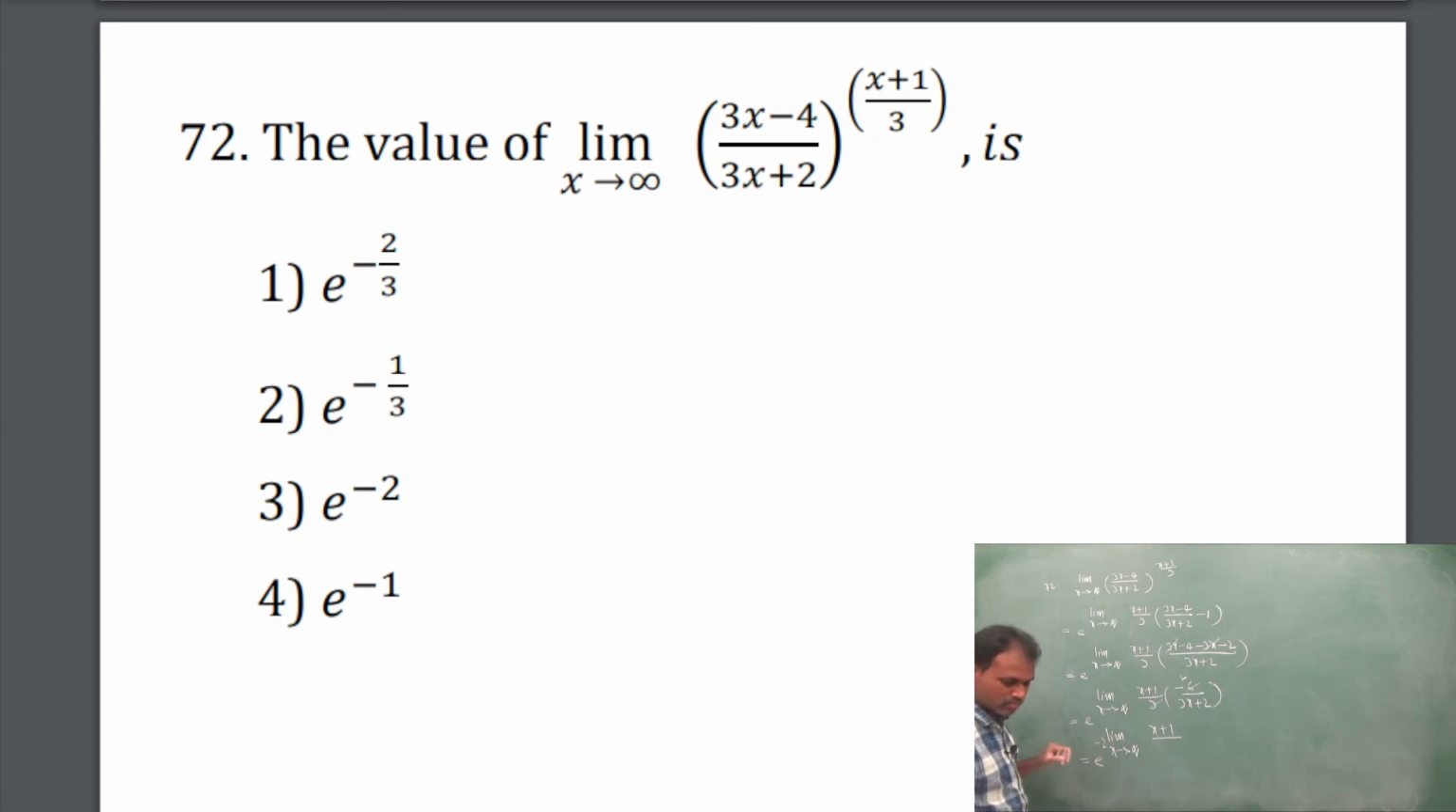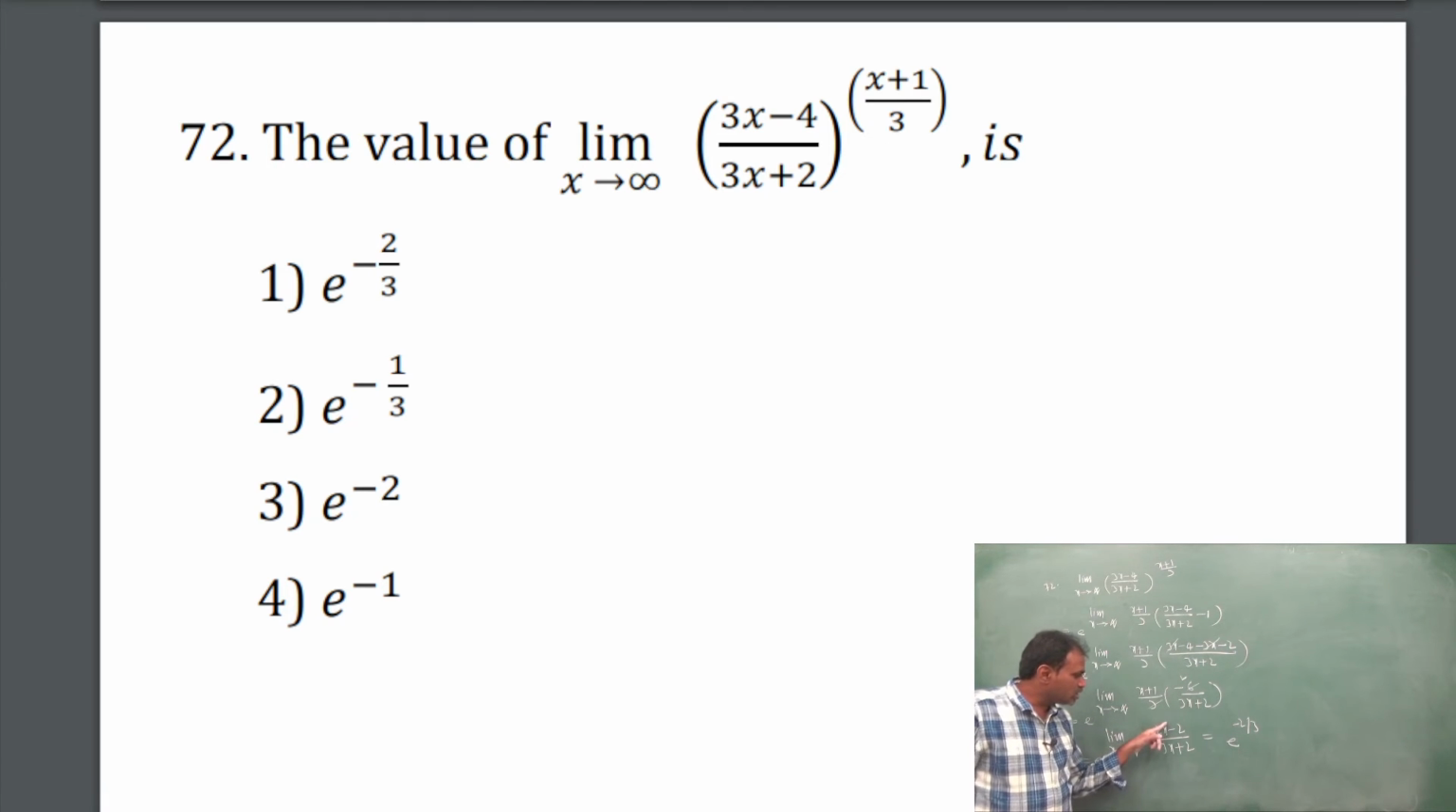Or else multiply with −2, that is −2 into (x − 2x − 2)/(3x + 2). Therefore, here as x tends to infinity, it is equal to e power, as x tends to infinity, numerator degree is 1 and denominator degree is also 1. Therefore, result is limit x tends to infinity, numerator highest degree coefficient is −2 divided by denominator highest degree coefficient is 3. Therefore, −2 by 3.